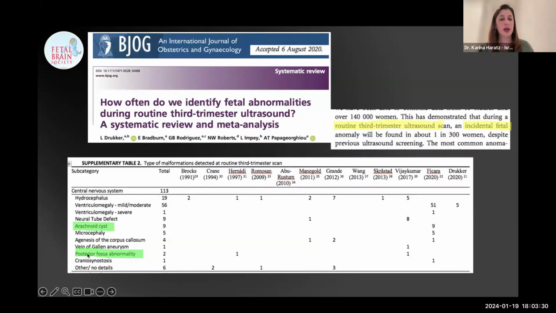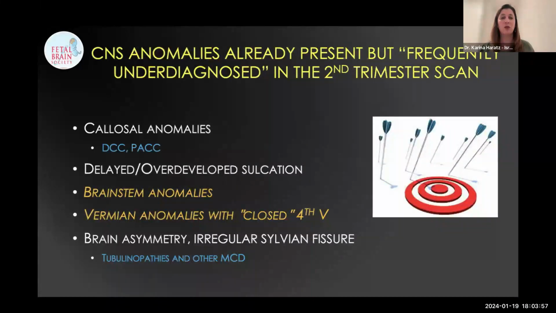But if we check on what are the abnormalities that were diagnosed, remembering this is a basic screen, they have arachnoid cyst and posterior fossa abnormalities described in a few fetuses only, and we don't see none of the diagnoses that we are going to discuss in this lecture. So there is much more behind this number, and we need to remember that.